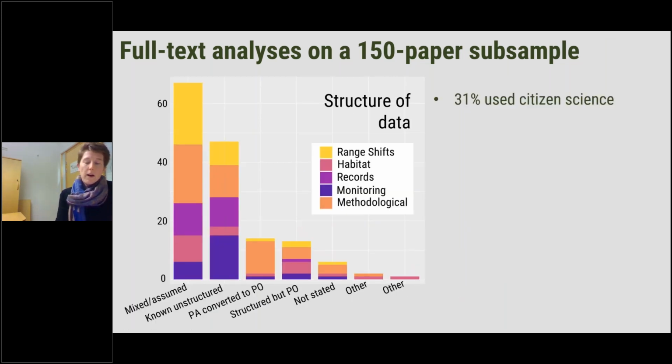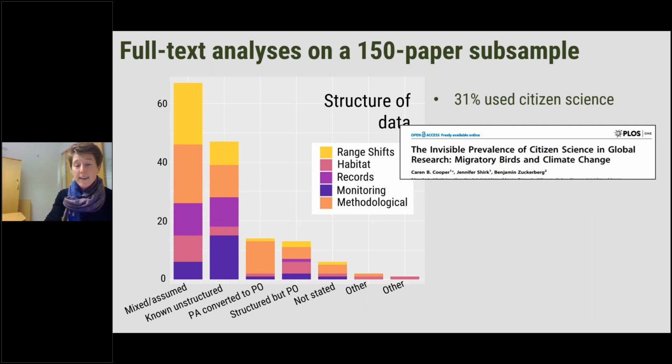We also wanted to see more specifically where exactly the unstructured data in these papers are coming from. And a big lesson from this work so far is that not all unstructured data comes from citizen science, and not all of it even originates as unstructured. Just under a third of the studies in our subsample state that their data come at least in part from citizen science. Of course, it's very possible that more of the studies did use citizen science but didn't describe it as such. And in fact, the research kind of suggests that that might be the case.